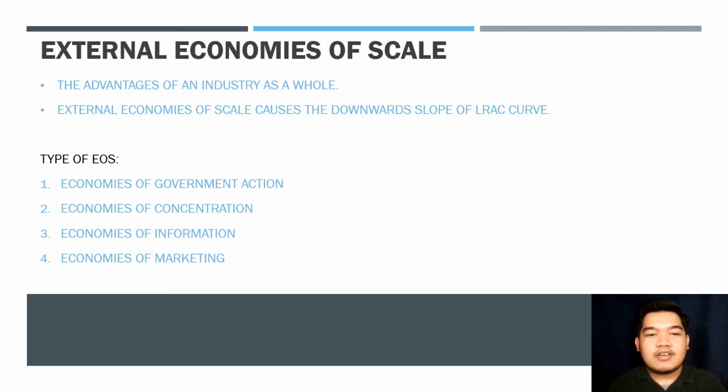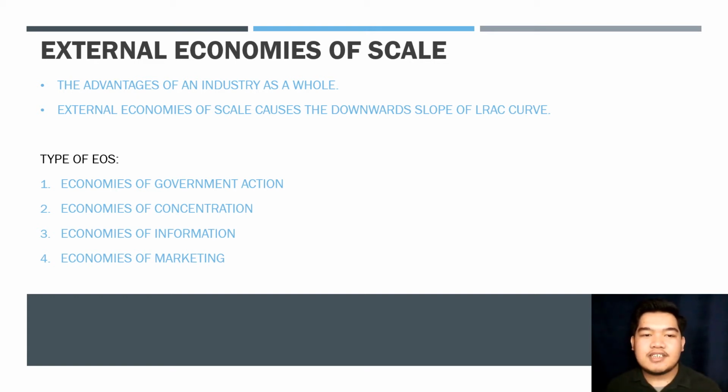The first one is economies of government action. The government can create the necessary infrastructure to encourage production in the private sector. Infrastructure such as the facilities in the industry that pave the way for a smoother production process include transportation, water supply, and a good telecommunication system. With good infrastructure, firms can reduce their fixed costs and hence increase their production.